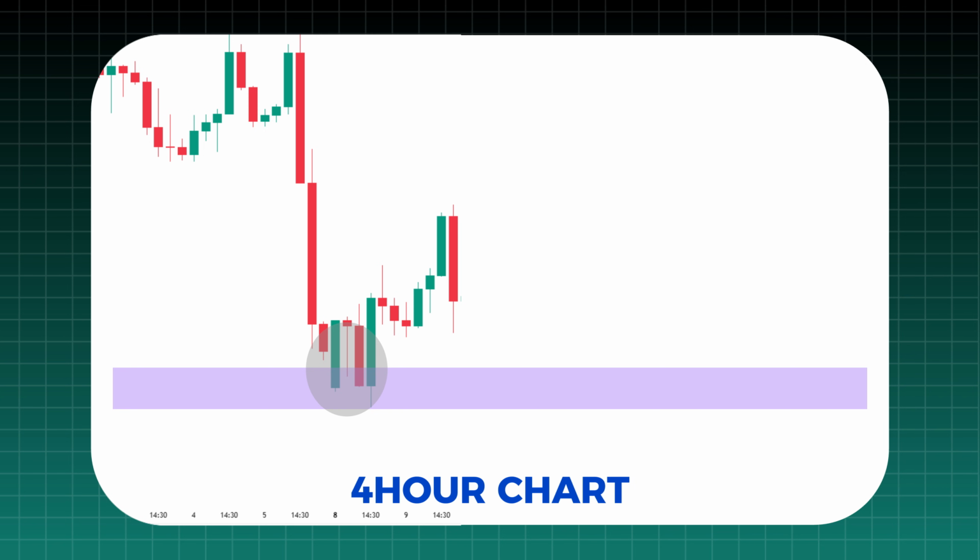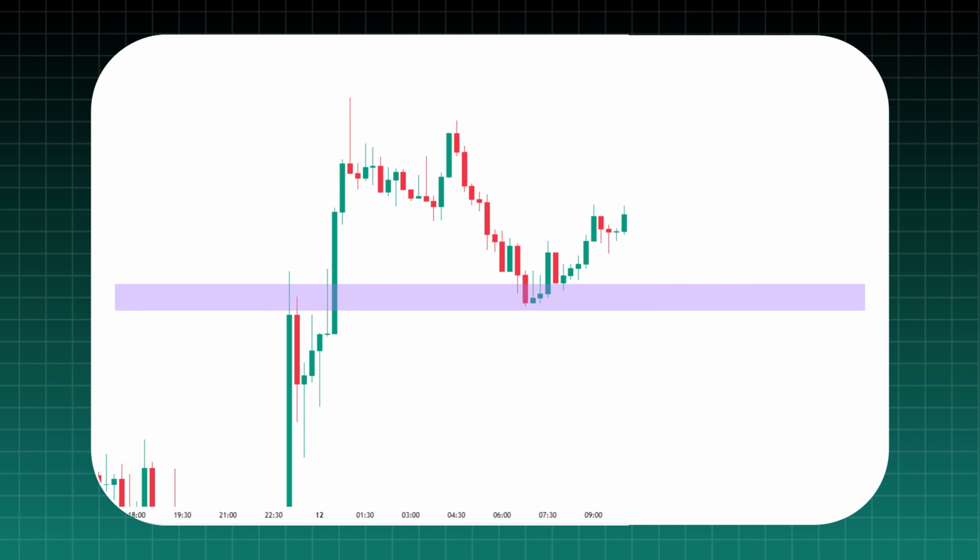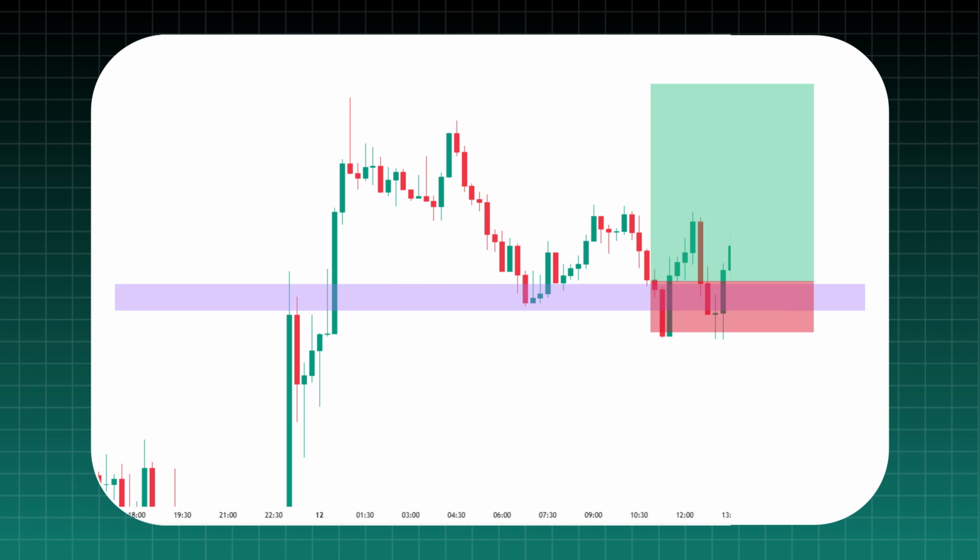Once you have your strong, higher time frame level marked, you simply wait for the price to retrace back down to that support zone. The biggest mistake traders make is blindly taking a buy position the exact second the price touches the line. Strong levels are not magic, and prices can always break right through them if the momentum is strong enough. That is why you must never enter without confirmation.